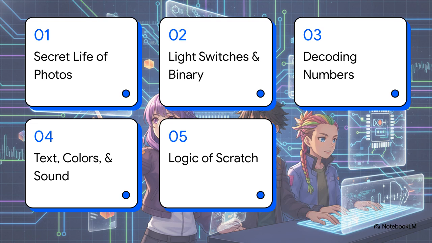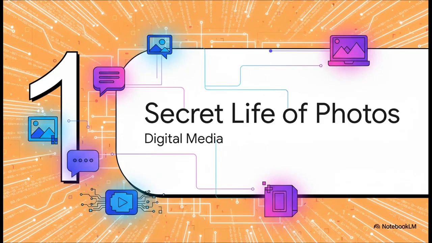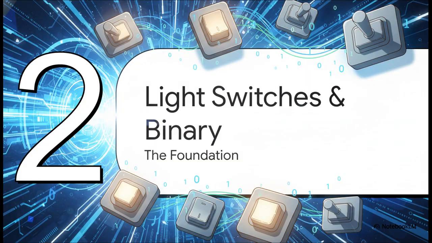So here is our roadmap. We're going to start with the secret life of photos, decode light switches in binary, unpack the math, see how that math turns into text and color, and finally, apply it all to Scratch programming. All right, kicking things off with Section 1, the secret life of photos. And moving right along to Section 2, light switches and binary bits.